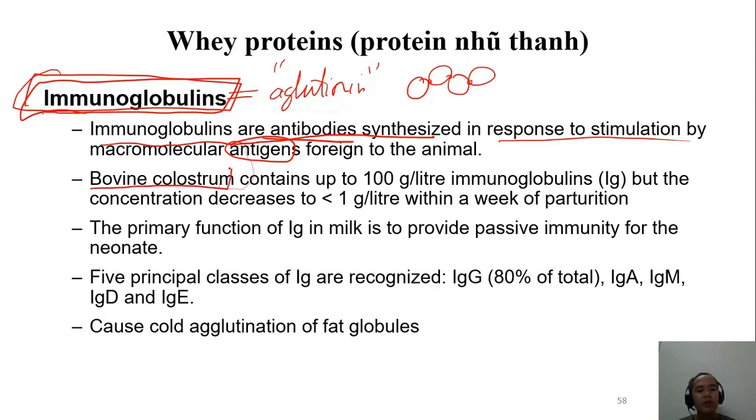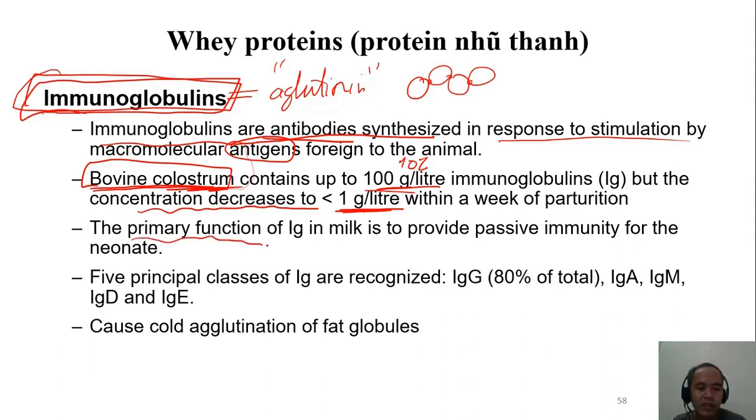Bovine colostrum, the milk of the first several days, is called colostrum, and contains a lot of immunoglobulin, 100 grams per liter, which means like 10% of the milk is already immunoglobulin. And this colostrum is very essential for the baby to take because it provides the immunity. And then when it becomes normal milk, the content of immunoglobulin becomes very low. It's less than 1 gram per liter. In colostrum, there are a lot of immunoglobulins to provide the immunity to the infant. Then in normal milk, it drops to a very low content.